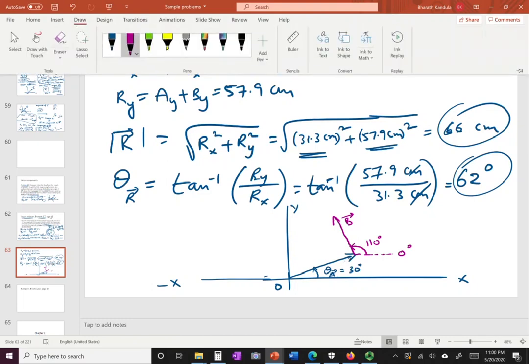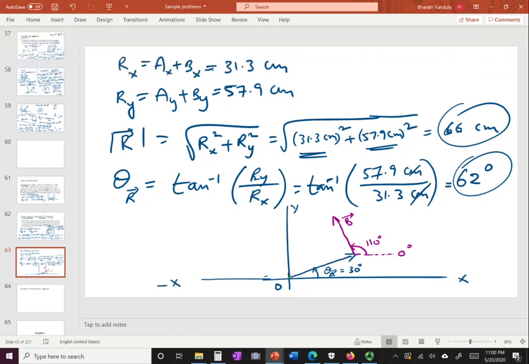You see, the tip of the first vector is joined to the tail of the second vector. Now the resultant goes from the tail of the first vector to the tip of the last vector. So this is the resultant, and its magnitude is 66 centimeters, its angle is 62 degrees. So this should be 62 degrees. Right, so this is our diagram for this problem.